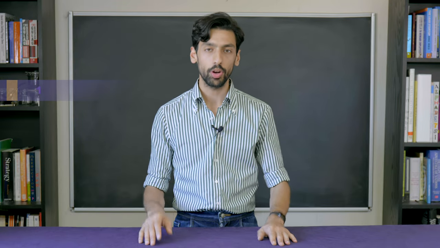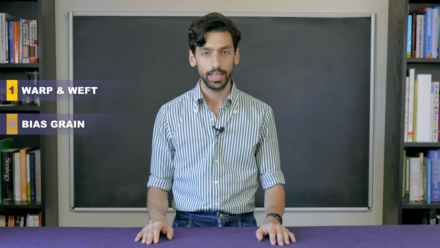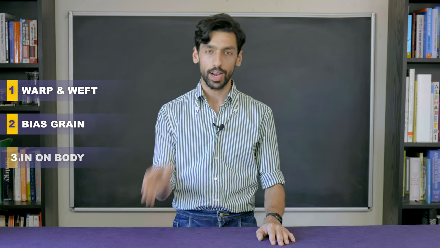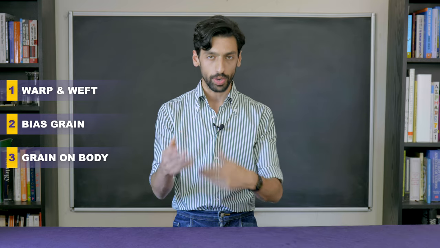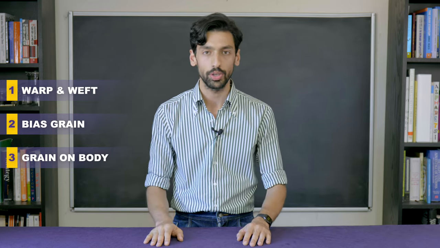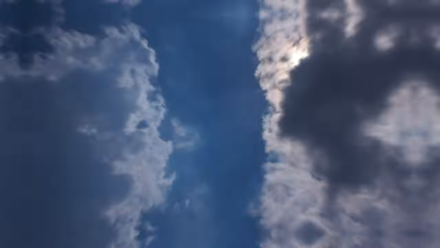So first, I'm going to talk about the warp and the weft. After that, we'll take a closer look at the bias grain. And last but not least, we'll see how the different grains are applied on the body. If you're coming back to this video or you want to skip ahead, please make sure that you use the chapters of the video. And if you're ready to go, well then, let's go!